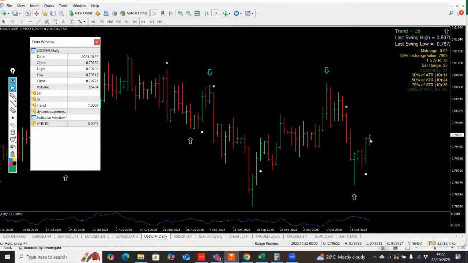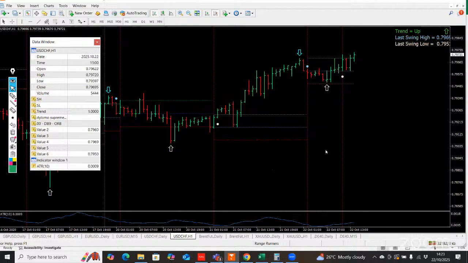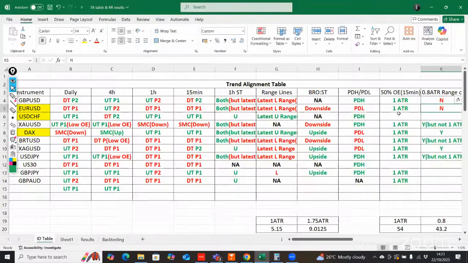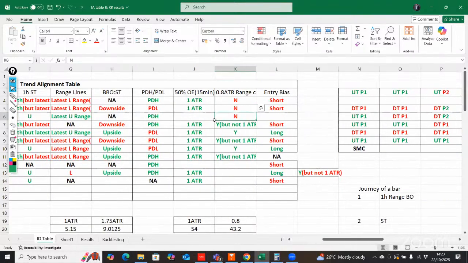Let's take a look. Those of you not following quite fast on this, don't worry. I'll show you all the reference links very shortly. This is only done 23. Definitely it's not done its 80% range. So I will put as no over here. Over here, this will be 1 ATR.